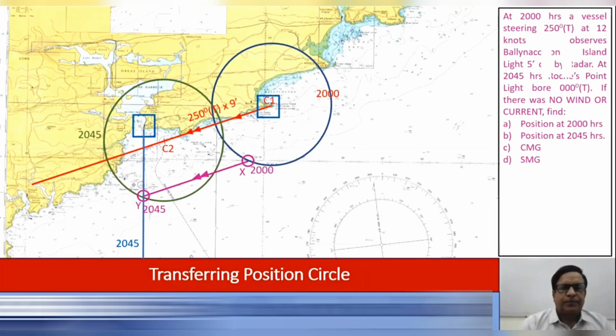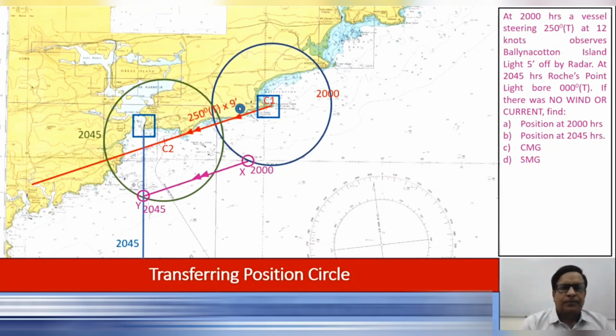Sir, one more doubt, sir. Speak, beta. Sir, this distance that came, will it be for 45 minutes, or do we have to convert it to 1 hour for speed made good? Very good, beta. Right side, see where my cursor is. What is the speed of the ship? Sir, 12 knots. Very good. And we are transferring it for how much time? Sir, 45 minutes. So with a speed of 12 knots in 45 minutes, how much distance will you cover? Sir, 9 miles. See this distance here, 9 miles.